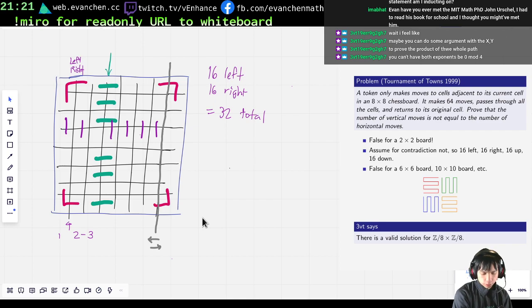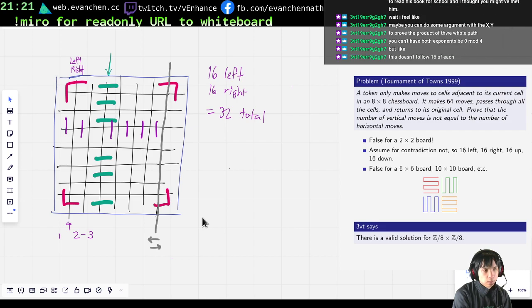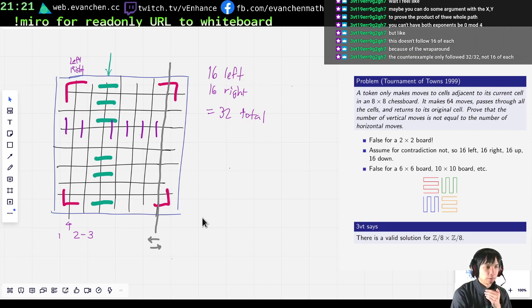Do I use a global together with this? Like, do I say... This doesn't follow 16 of each because of the wraparound. Wait, what? Oh, I thought you meant there was a counterexample with wraparound that used 16 of each. Oh, I completely misunderstood your comment.